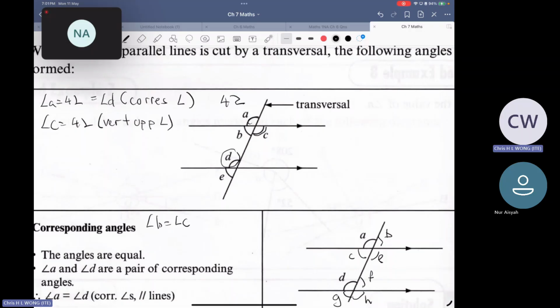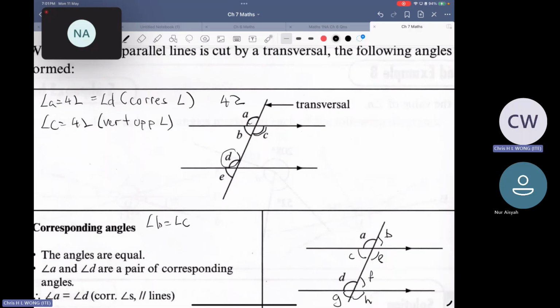So you can see that there are many angles here. You can actually make them equal as long as you use the reason. All good. Let me try you. Let's start with H. H, corresponding angle. Which angle is corresponding to H?